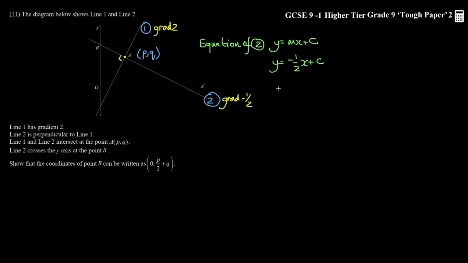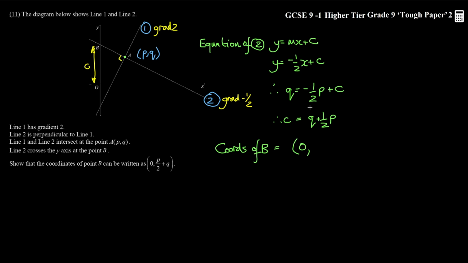The q value is the y value, so therefore I can say that q, the y value, is equal to -1/2 p plus c. And c, remember, is this distance here, the intercept of line 2 with the axis. So going on with this, making c the subject, c is equal to q plus 1/2 p. So the coordinates of B are equal to, well, the x-coordinate will be 0, and the y-coordinate is simply our value here. And there's your answer.